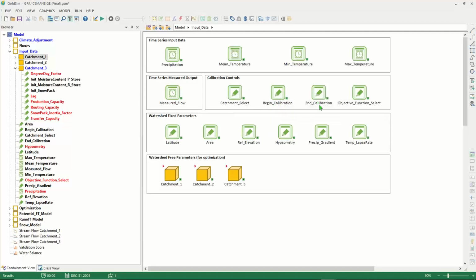The begin calibration and end calibration, that's the date. So I want to allow a period for calibrating the model and a period to validate the model. In this case, we have 8 years of data, and I'm going to choose a period starting from 1995 to 1998. So 3 years over 8 that are going to be used for calibrating the model. The rest will be validation.